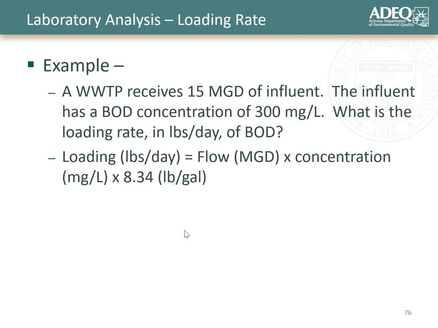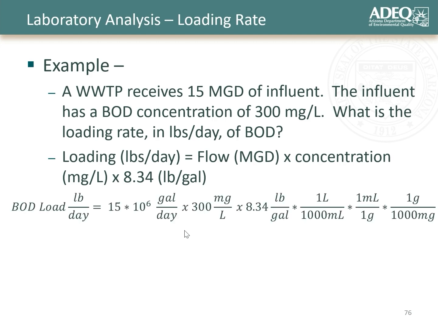So to give an example of how to calculate the loading rate, it's a pretty simple equation that I use very frequently. The loading rate in pounds per day is equal to the flow in million gallons per day times the concentration in milligrams per liter times 8.34, which is our conversion factor. So in this example, say we have a wastewater treatment plant that receives 15 million gallons per day of flow and a BOD concentration of 300 milligrams per liter. What is the loading rate in pounds per day of BOD in this example?